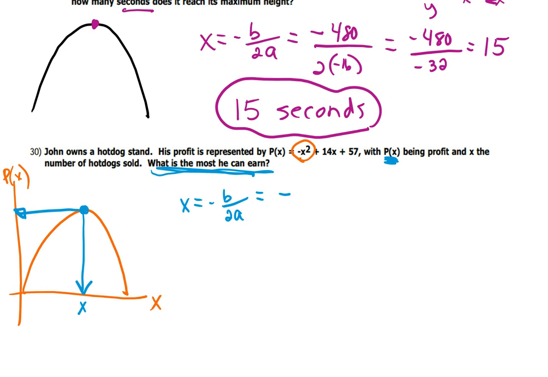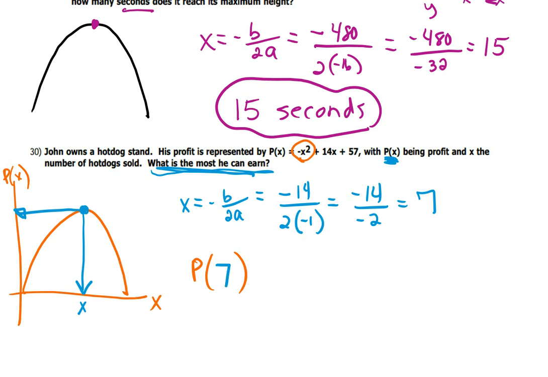So this would be negative b is 14 over 2 times a is negative 1. I've done this enough now that I wasn't going to highlight it anymore. I was hoping you're picking up on what I'm doing. And so that'd be negative 2, and so I get 7. And so now we're going to go to the profit function, and selling 7 hot dogs would give him the most profit. That seems kind of low, but okay.